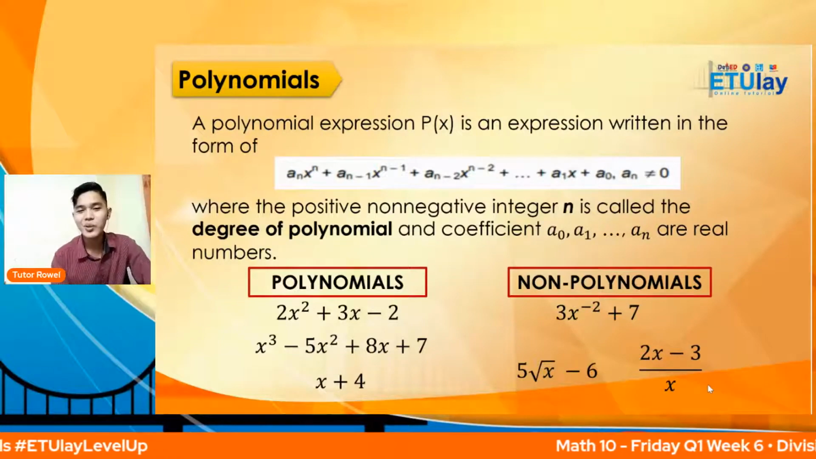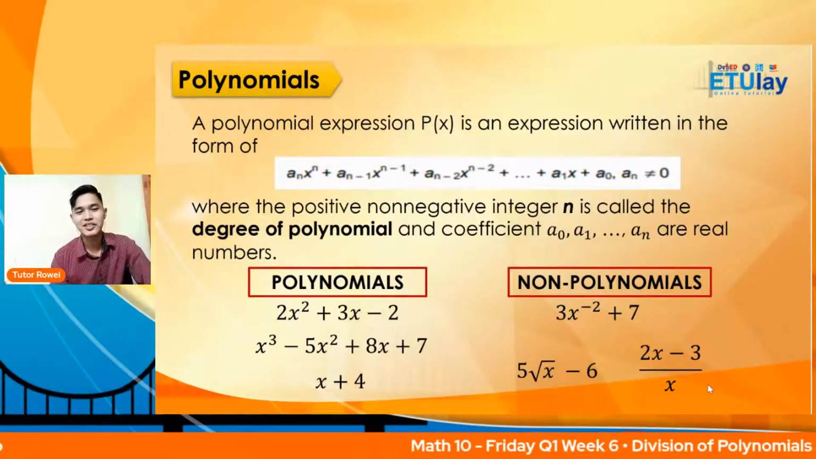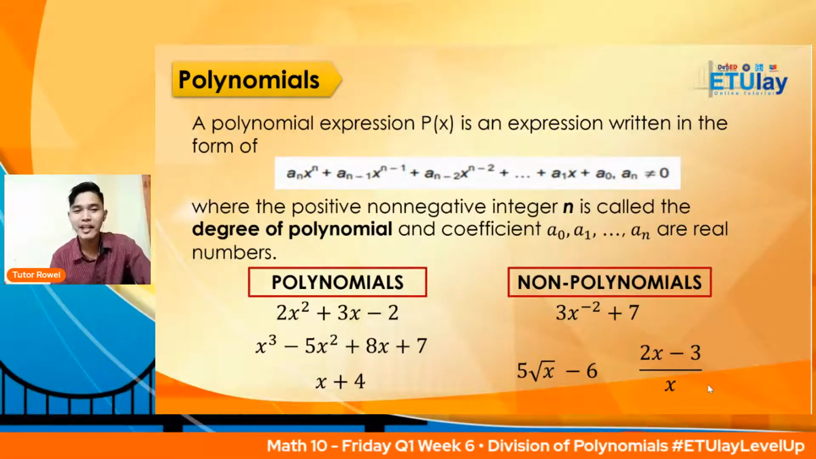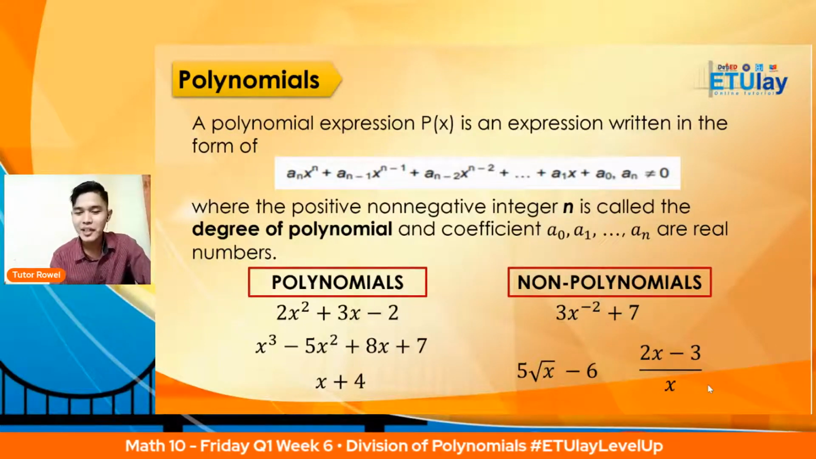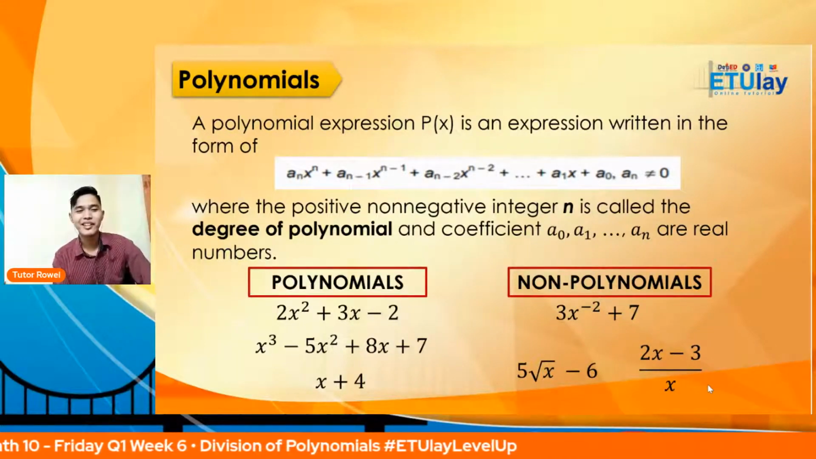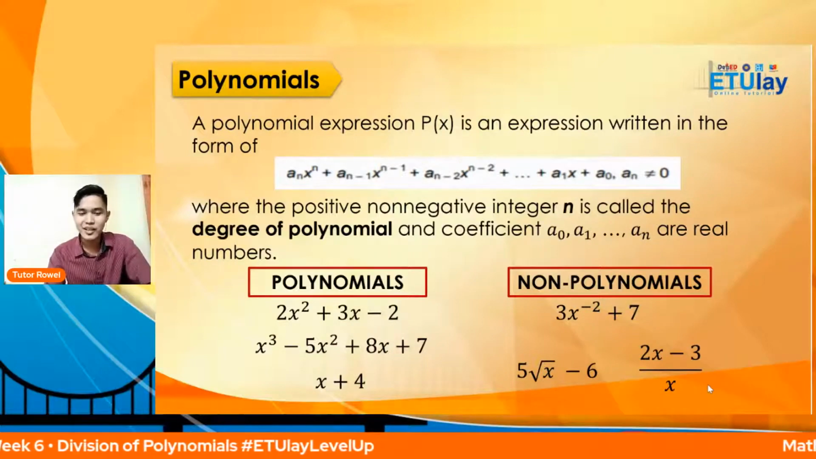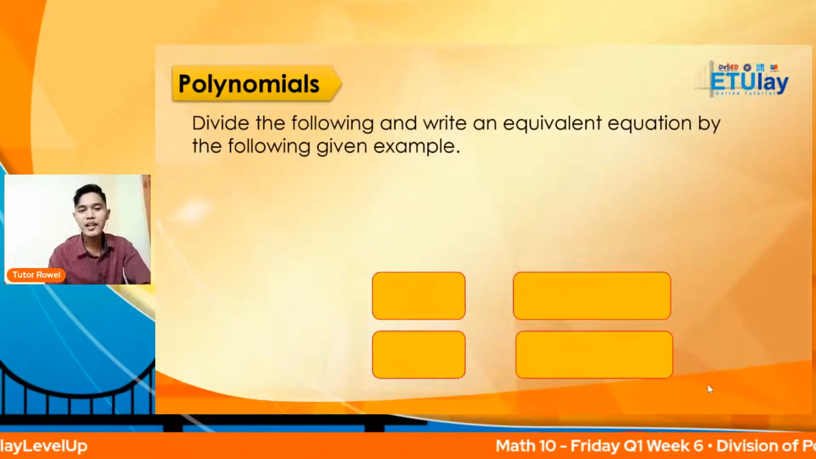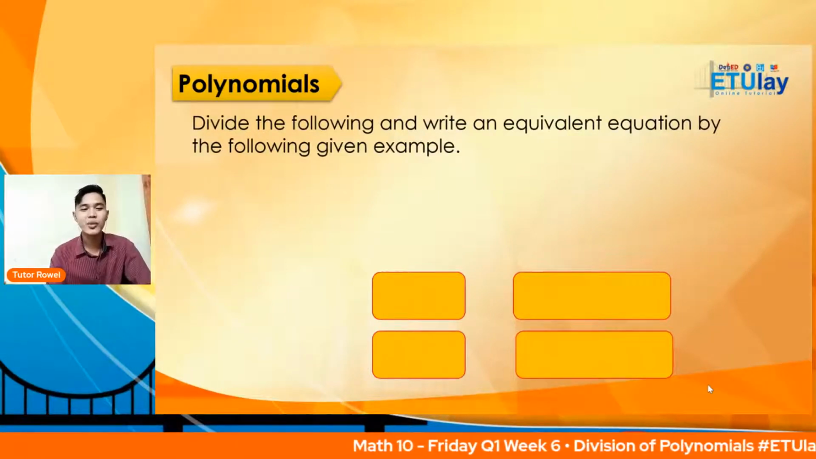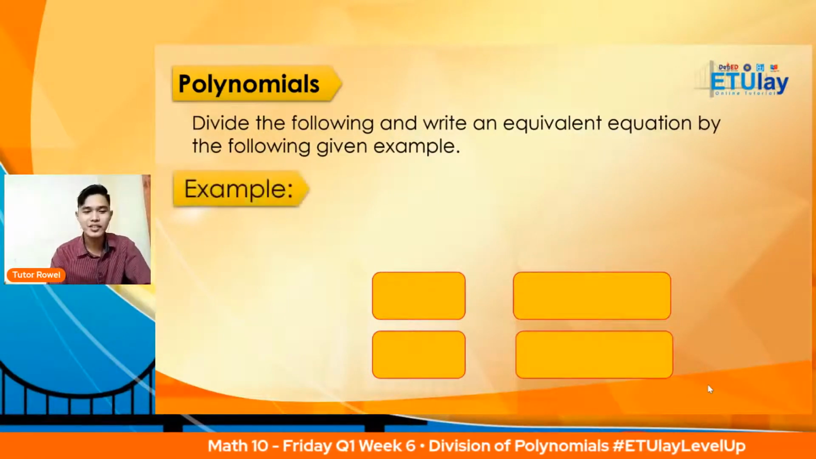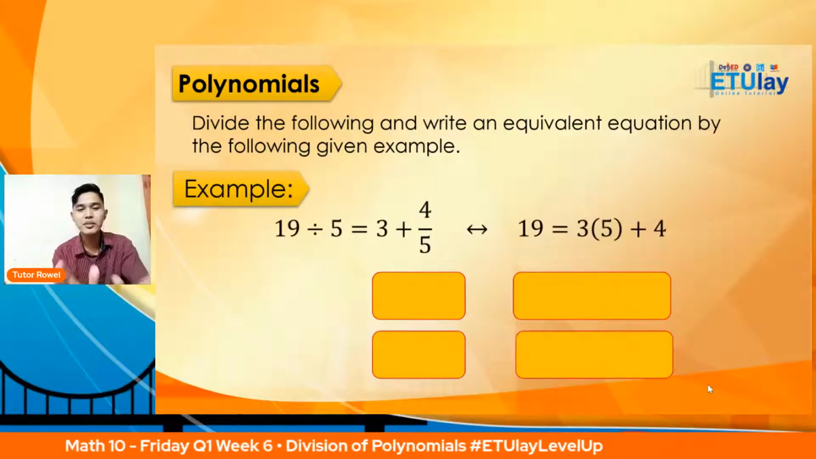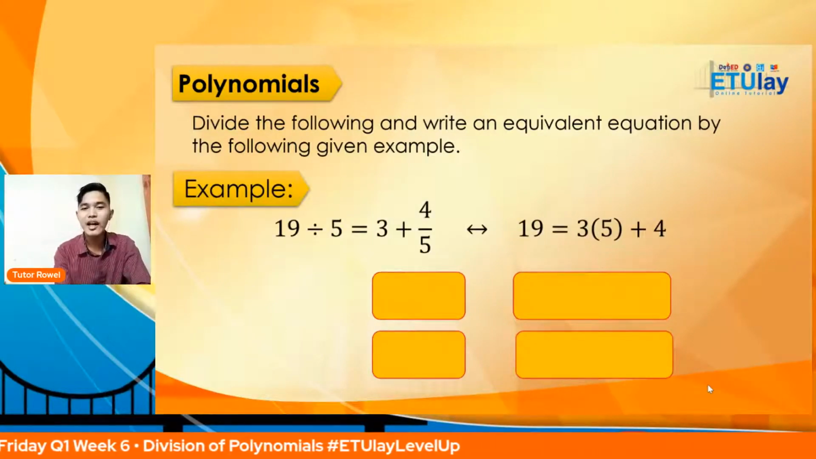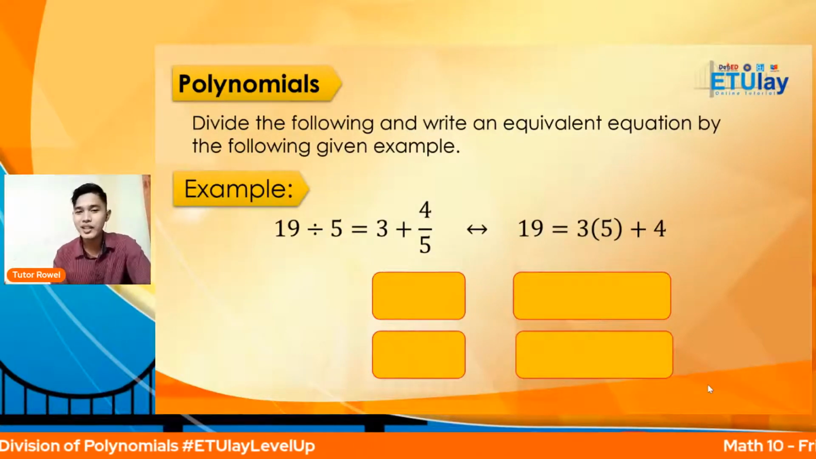We have 2x minus 3 over x. Hindi siya polynomial kasi may variable sa denominator. Okay, ganun lang naman kasimple. So let's move forward. So divide the following and write an equivalent equation by the following given example. So kailangan po natin itong, kasi magiging guide ito as we go on with our tutorial session.